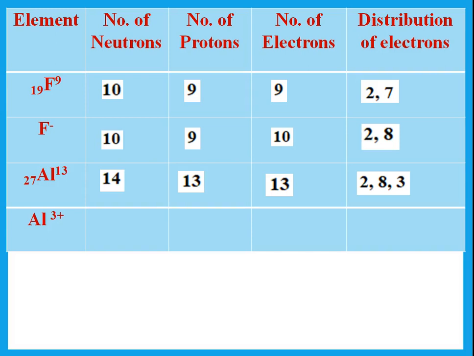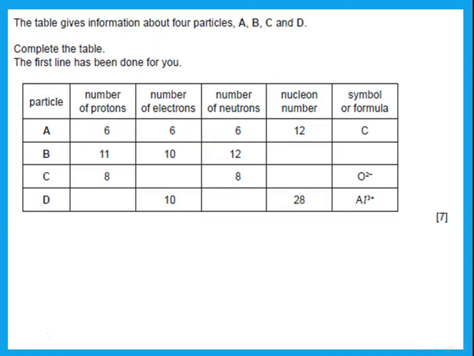The number of neutrons is the same, number of protons is the same. So I still have 13 protons and 14 neutrons. But now, what is the number of electrons? If it is 3 positives, that means it has lost 3 electrons, and that means now I have 10 electrons, and the 10 are distributed 2 and 8. Do we understand this? You should be able to do that.